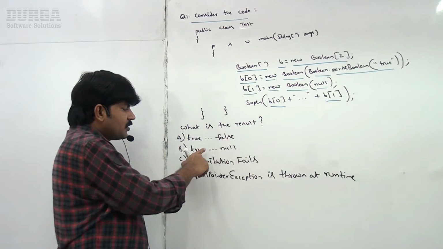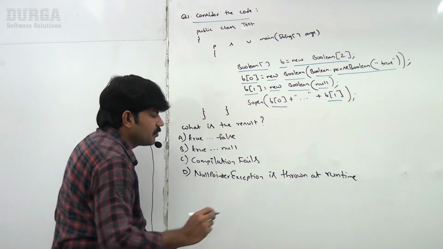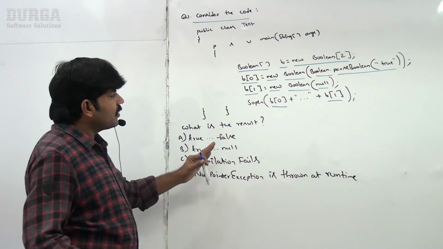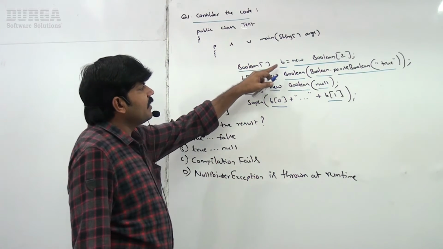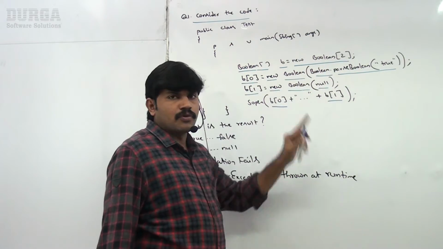The options: true false, true null, compilation fails, or a NullPointerException is thrown at runtime. This is about our requirement, right? So what is the answer we are going to get? Very simple: Boolean array b = new Boolean[2].